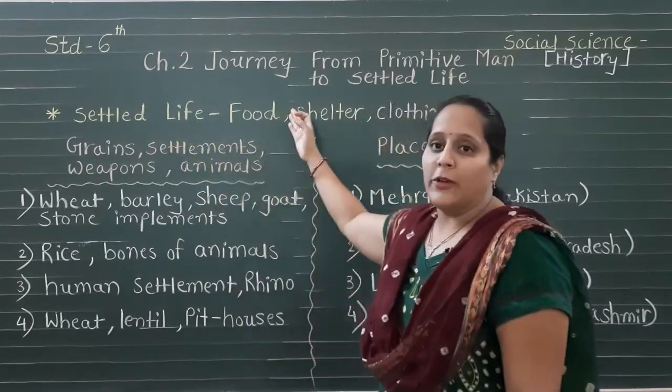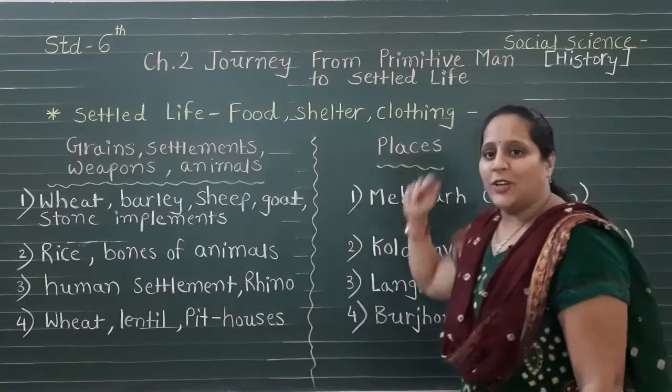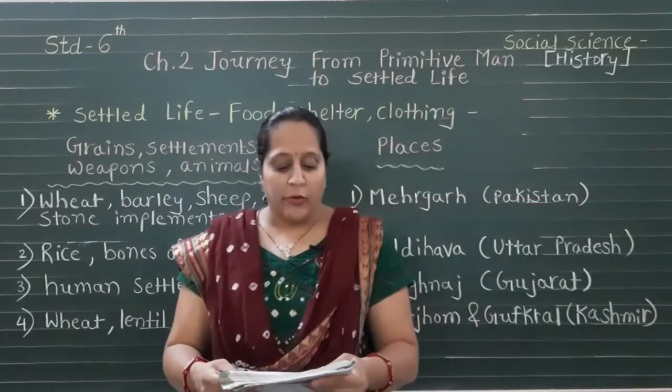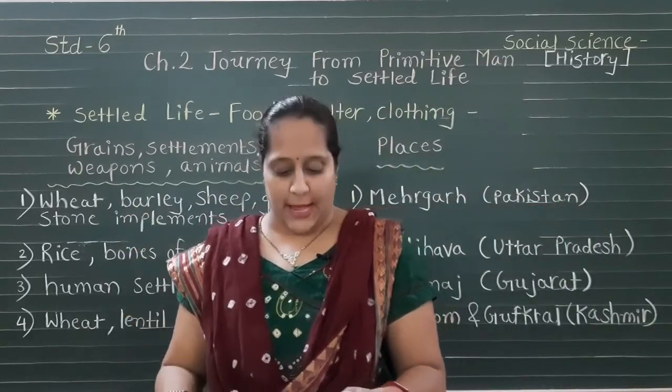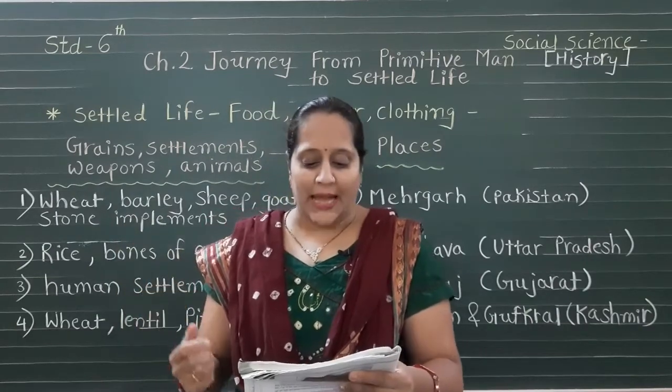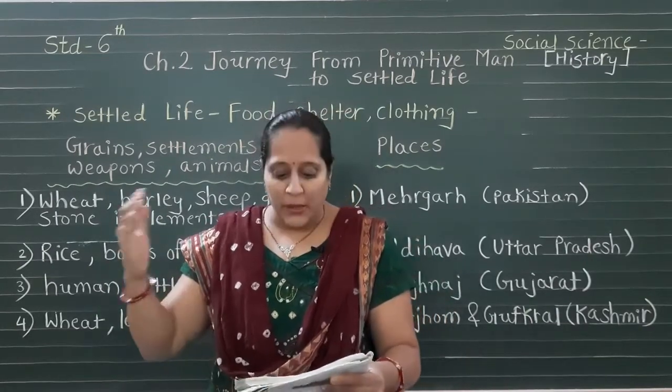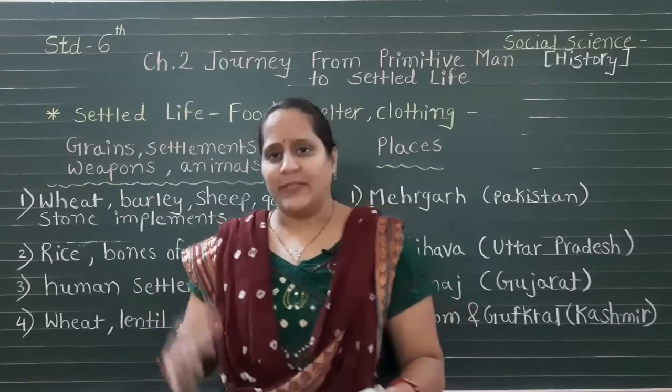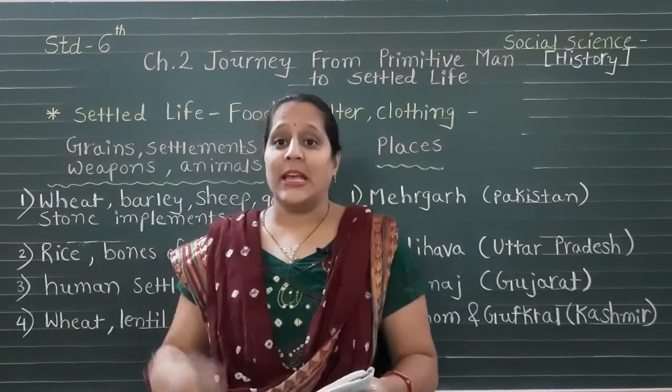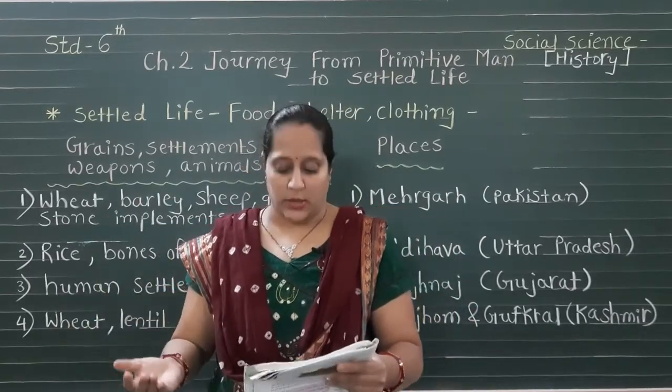Settled life through food, shelter and clothing. So one by one we will discuss the primitive man's life. Early life and pastoral activity transformed primitive man's life into settled life. Now he lived in kacha houses, and he grew food through agriculture.